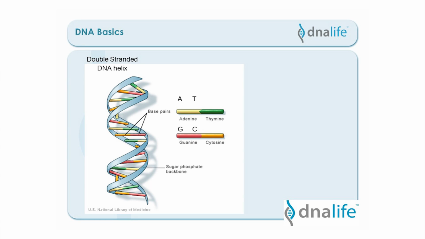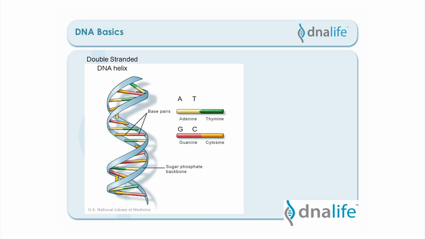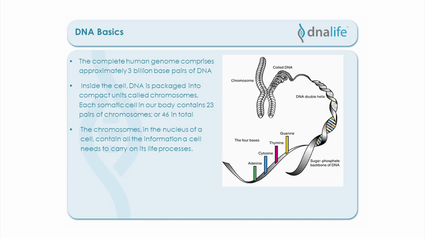So to start off with, I'd like to introduce this molecule to you. I'm sure it looks familiar from a few years back when you were in high school studying your biology. This is one of the most recognizable structures in biology, the double-stranded helix that makes up our DNA, our hereditary material. The complete human genome, which is the total genetic complement that every individual has, comprises approximately 3 billion base pairs of DNA. All of these packaged into small units in the nucleus of our cells called chromosomes.